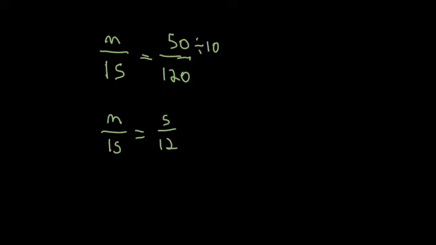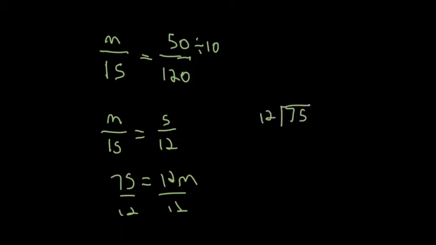5 times 15 is going to be 75, equals 12 times m, which is 12m. So now I've got to divide 75 by 12. So let's work that out. 75 divided by 12. 12 will go in there 6 times. 6 times 2 is 12. 6 times 1 is 6, plus 1 is 7, so that'd be 72.